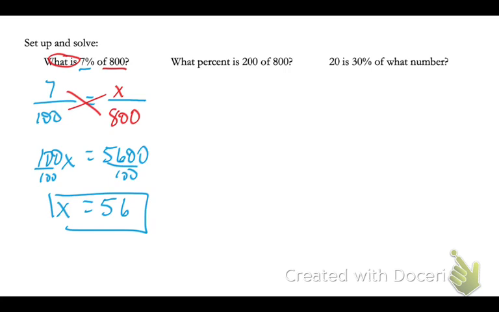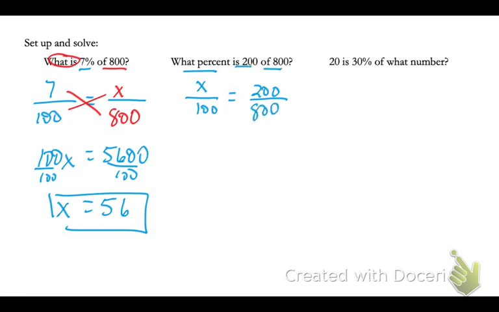So what percent is 200 of 800? So in this case, we weren't given the percent, like 7, we're asked to find it. So that means our percent number is going to be our variable. So x over 100 equals, and then it says is 200 of 800. So is our part. That will go on top.